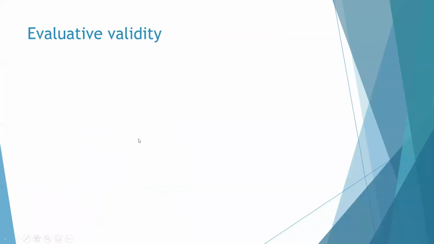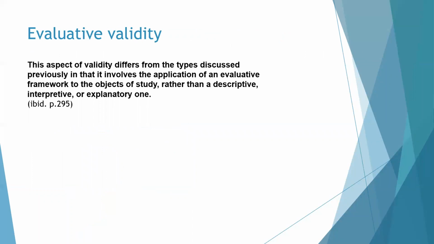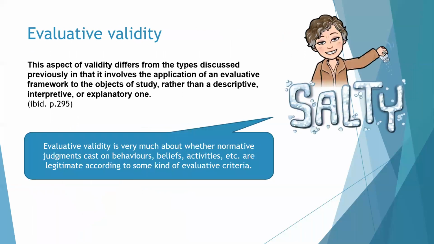And finally, Maxwell offers us the idea of evaluative validity as a threat to consider. And that's when you're making a normative judgment about better or worse, right and good versus bad and wrong. And it involves the application of an evaluative framework that includes, often in qualitative research, some kind of an intervention. It's very much about casting judgment on behaviors, beliefs, and activities, which is why one really needs to be very, very careful with it, especially if what you have is a partial or incomplete account.